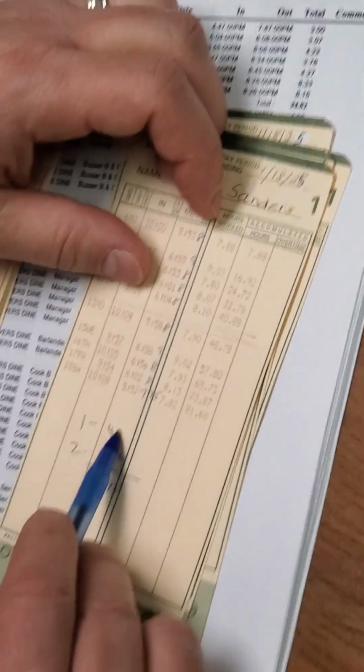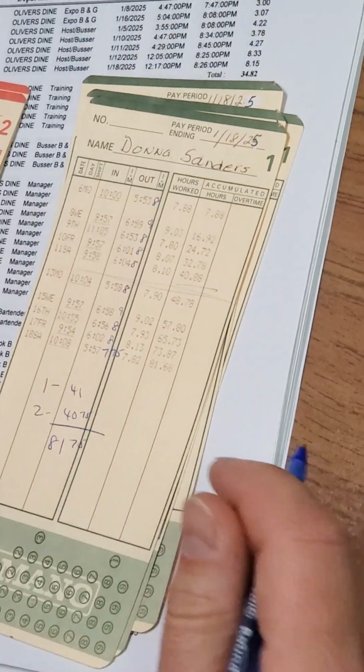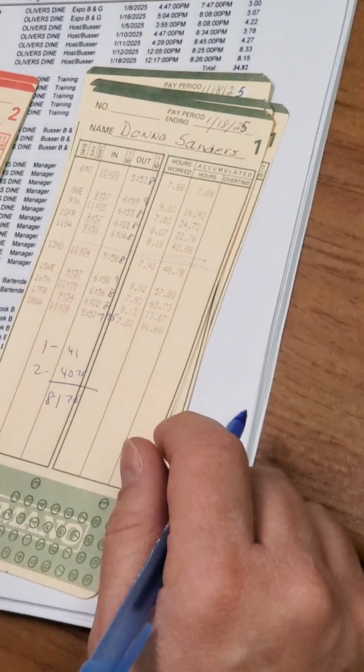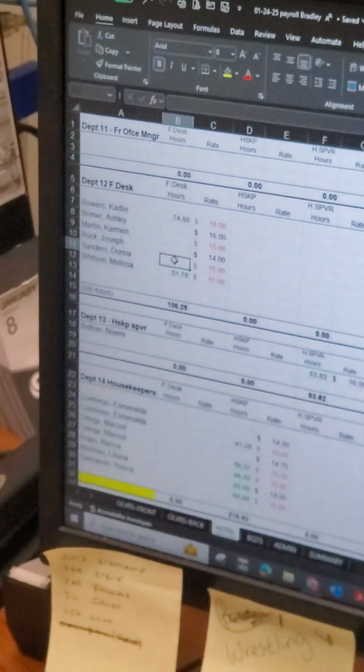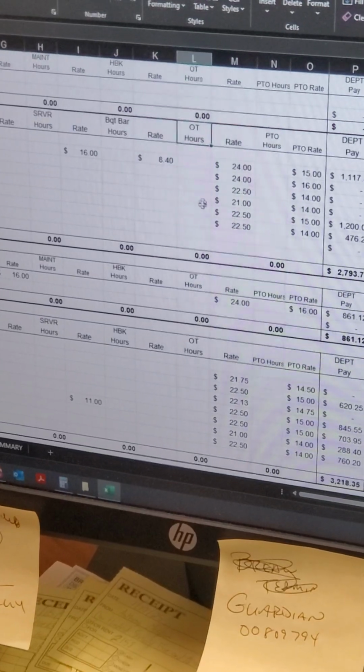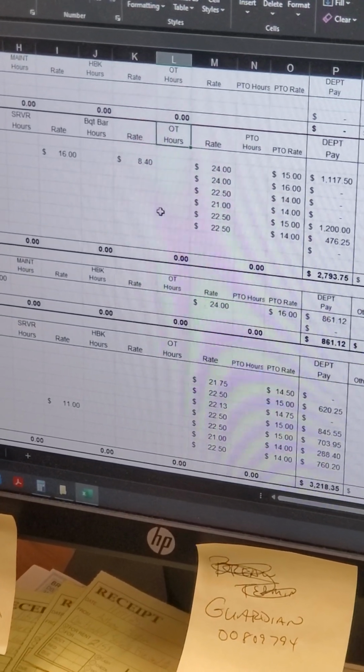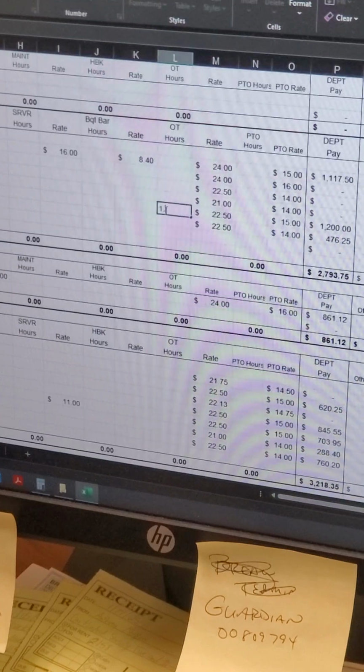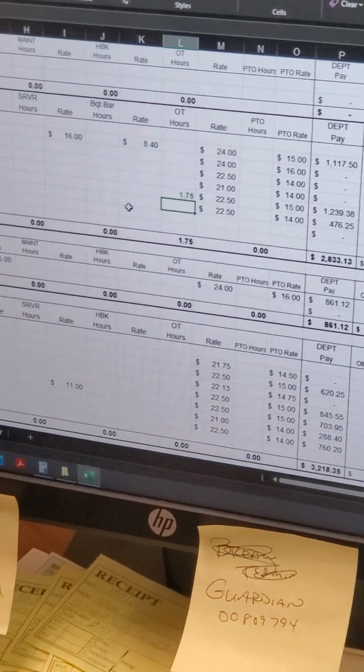This one's easy. There's overtime here, so it's 80 plus 1.75. So Donna, 80 regular hours. Then you go over here, overtime. 80 to the regular column, 1.75 to the overtime column. Okay.